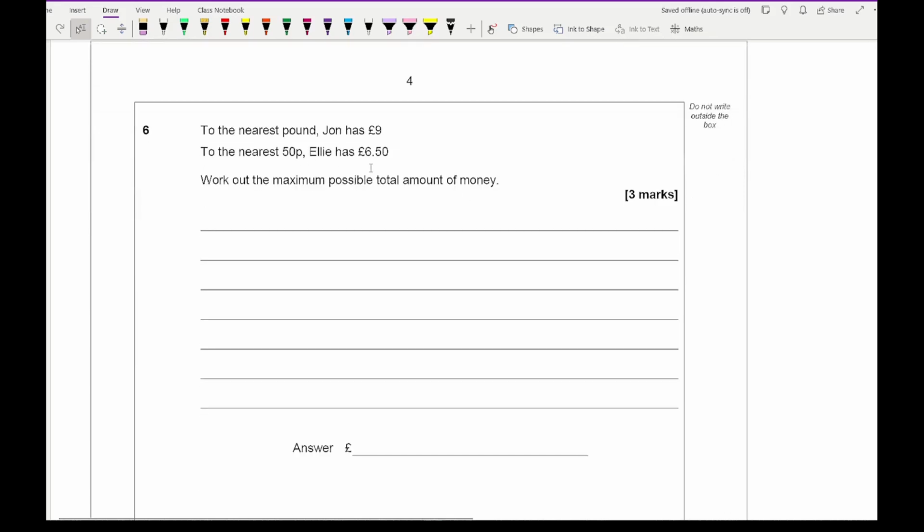With regards to question 6, it says to the nearest pound John has £9 and to the nearest 50 pence Ellie has £6.50. Work out the maximum total amount of money. Here, in terms of the nearest pound, what I need to do is work with the pound, divide that by 2, so that equals 50 pence. So what I need to do is add and subtract 0.50. And with Ellie to the nearest 50 pence, I'm going to do 50 pence divided by 2, which is 25 pence. What I need to do is add and subtract 0.25.